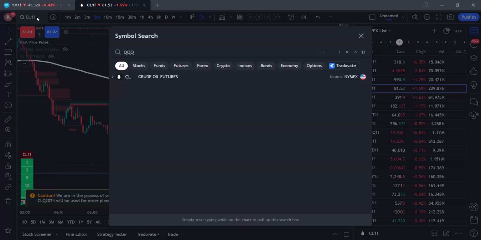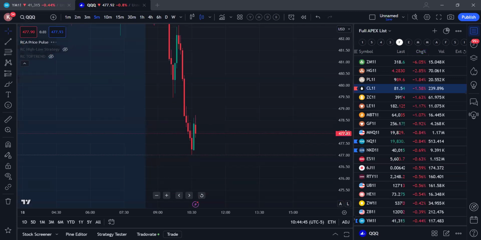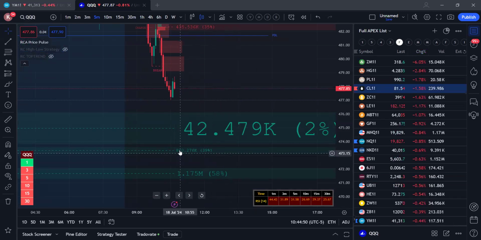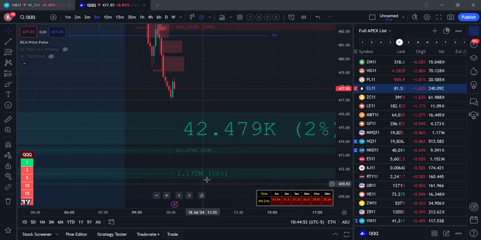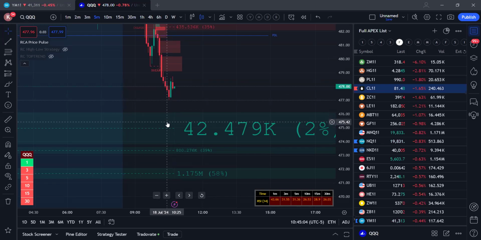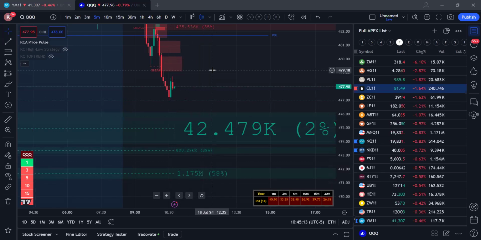You have the same order blocks for everything, whether it is QQQ or SPY. You have 42,000 buy order blocks here, 800,000 buy order block, 1.175 million buy order block. So, for example, if you want to buy option contracts, you buy some three, four contracts here, right? And then if price still goes down, then you add another six contracts here. If it still goes down, add another six here. This will be immediately it will bounce huge, right?